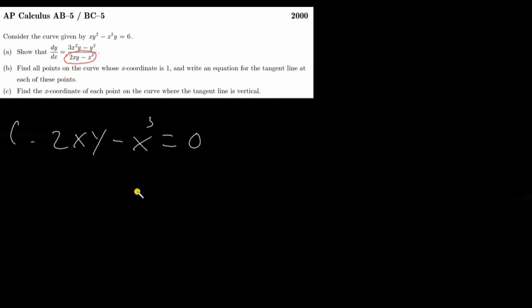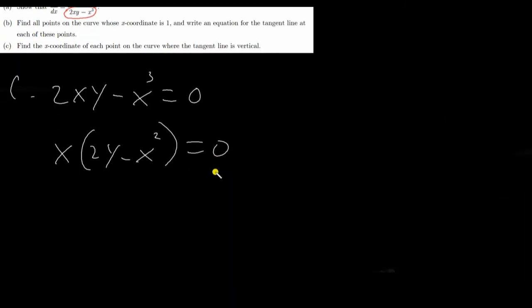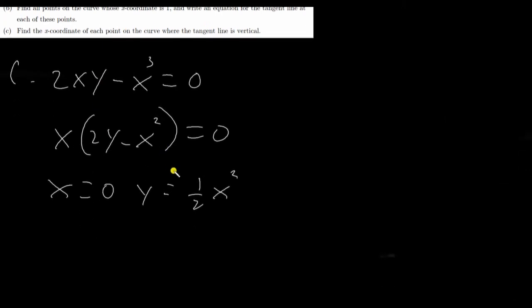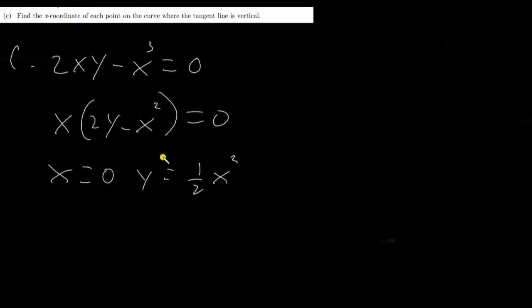Alright, so how do we solve this? Well, let's start by factoring out an x. So we'll get x times (2y minus x squared) equaling 0. And that's going to give us x equals 0, and then y is equal to 1/2 x squared. Now they want the x coordinate for this point, right? So we already have the x coordinate here, but we're going to plug it back into the curve just to make sure that it's a valid point, because you might get an extraneous solution, right?